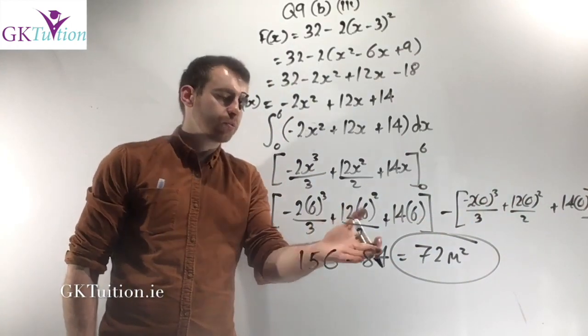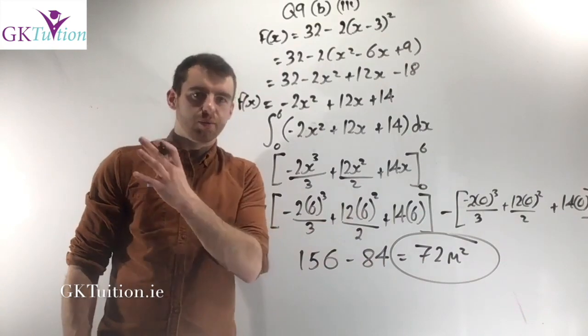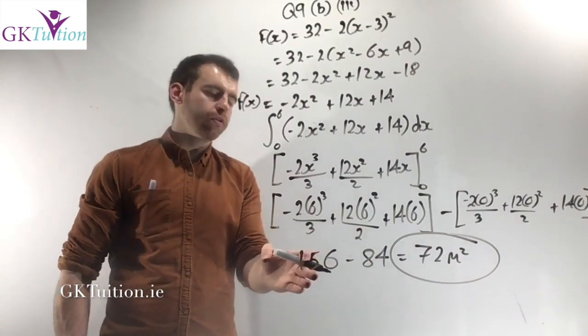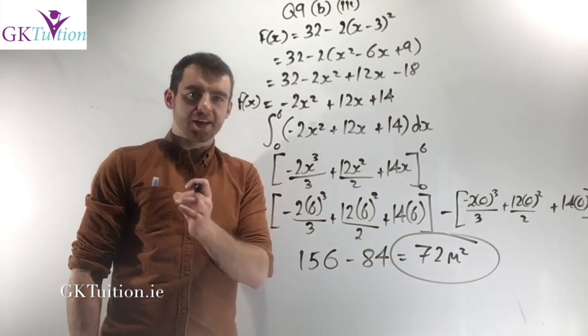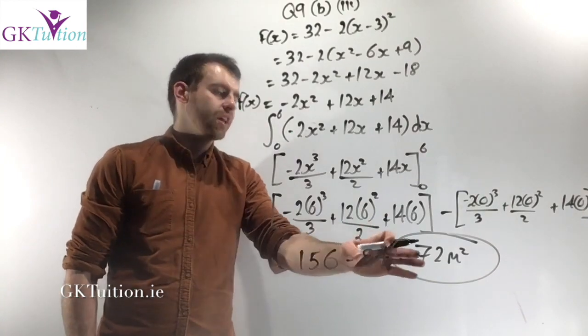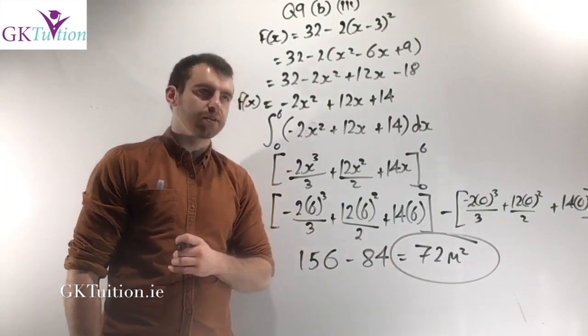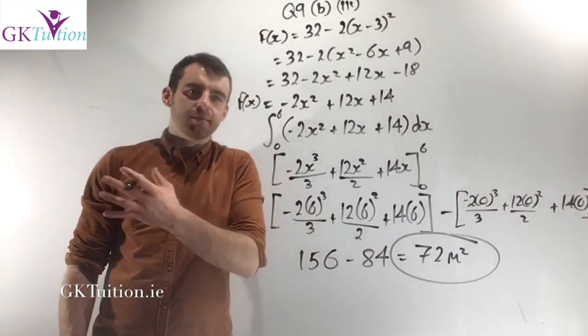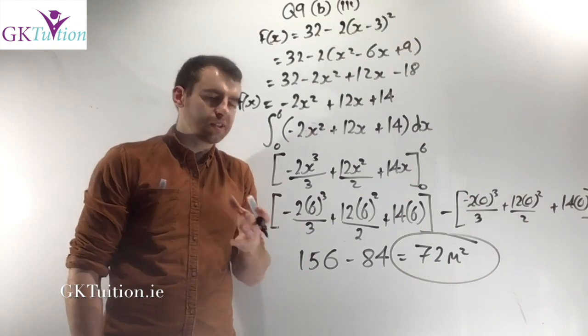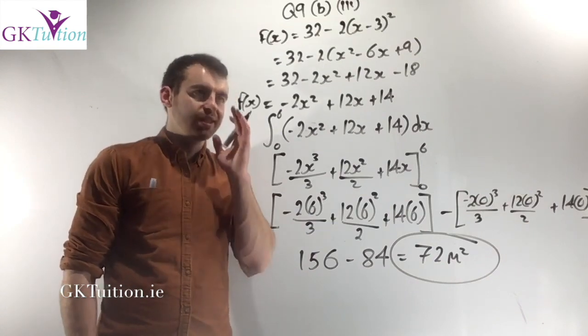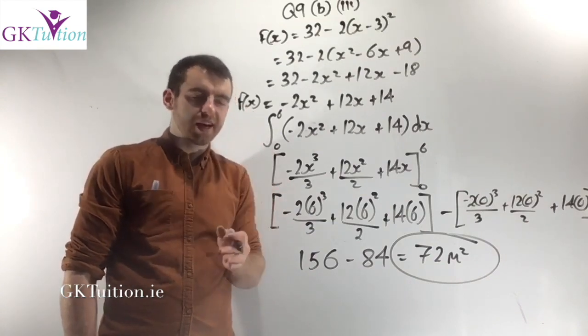What I then did was subtract the area of the rectangle that we worked out in the diagram. 156 minus 84 tells me that the actual accurate area of that shaded region is 72 meters squared. Makes a bit of sense. It's quite similar to the answer we had in B part 2, which was 70. The trapezoidal rule was slightly off because it's an estimate, whereas this is bang on, this is 100% accurate because we're using integration.